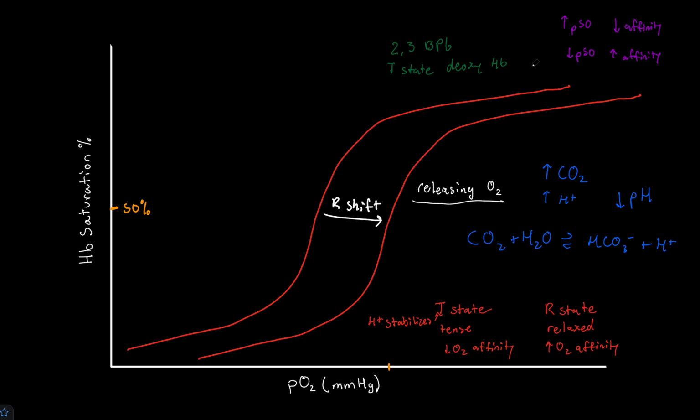So 2,3-BPG binds to our T state, and it basically stabilizes our T state as well, preventing oxygen binding, and this just lowers oxygen affinity. So over here, I'll write lower O2 affinity. So if we have high amounts of 2,3-BPG, this is going to shift our curve to the right, decreasing our oxygen affinity. So these are two conditions in which we might see a decreased amount of oxygen affinity and an increased amount of P50.